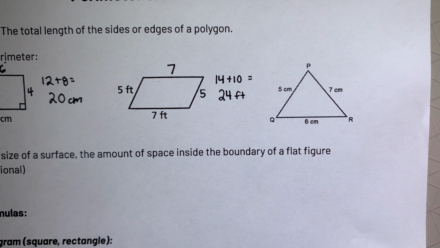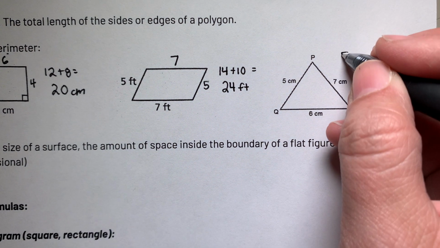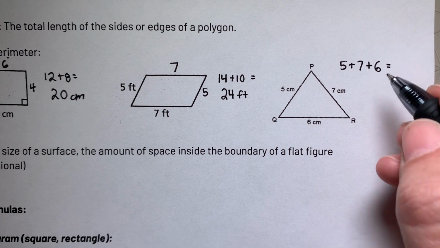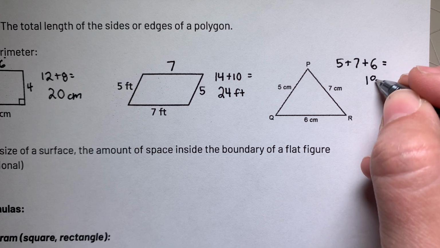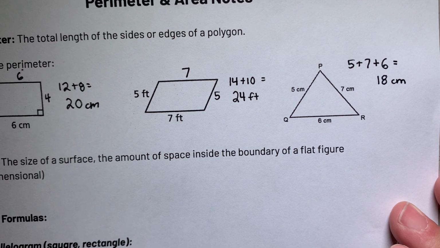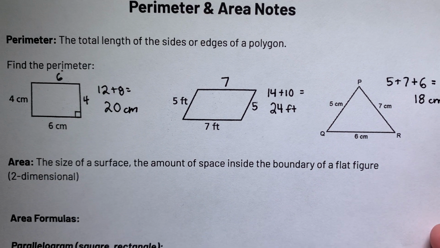All right, this is a triangle, so I'm just gonna add these together. 5 plus 7 plus 6, let's see, 12 plus 6. So the perimeter of this triangle is 18 centimeters. Perimeter, easy squeezy, just gotta add.